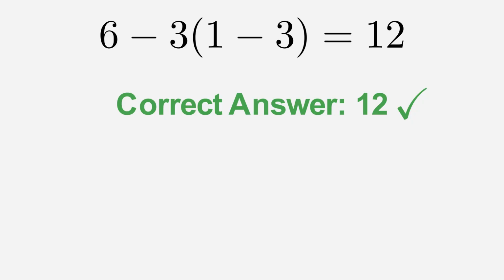If you got 0 or 6 or anything else, you fell into the trap. Negative numbers are sneaky. They hide in subtraction and flip your answer when you least expect it.